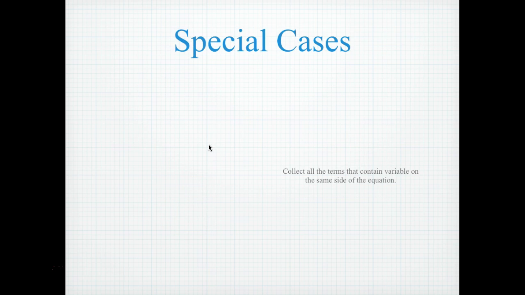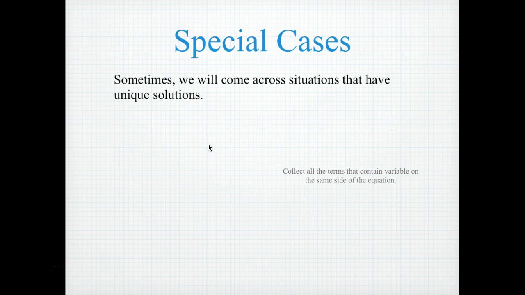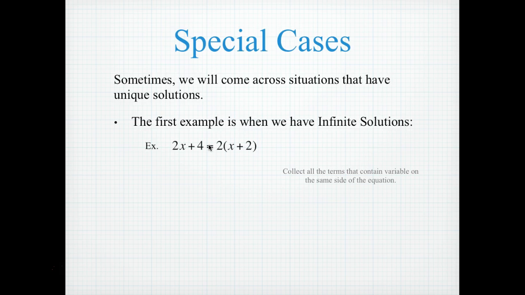Now we're going to discuss a few special cases. Sometimes we'll come across situations that have unique solutions. The first example is a case when we have infinite solutions, meaning that any value that you substitute for the variable will satisfy the equation. 2x plus 4 is equal to 2 times the quantity of x plus 2, so we would need to start by distributing. That gives us 2x plus 4 equals 2x plus 4.